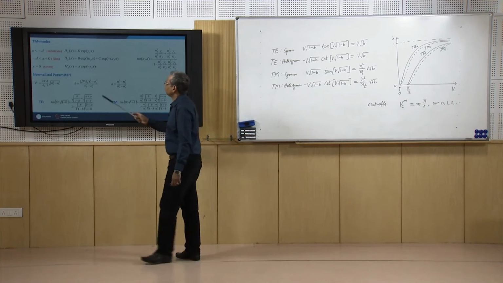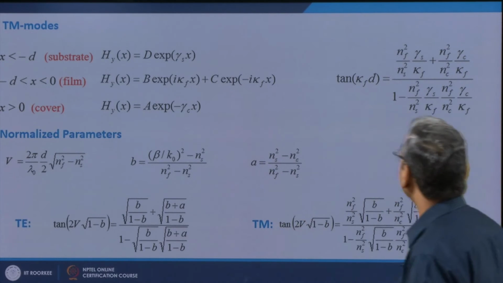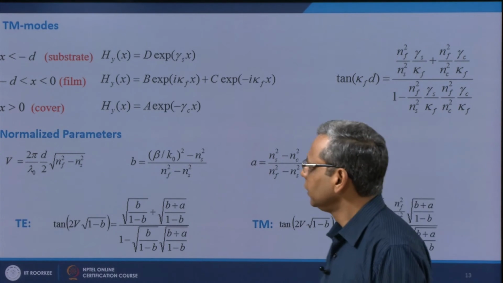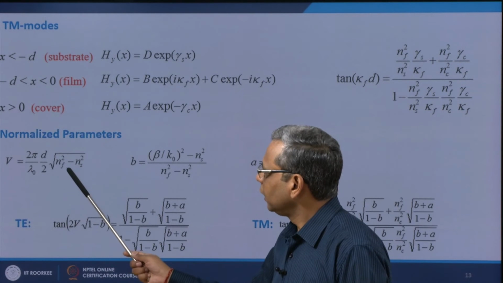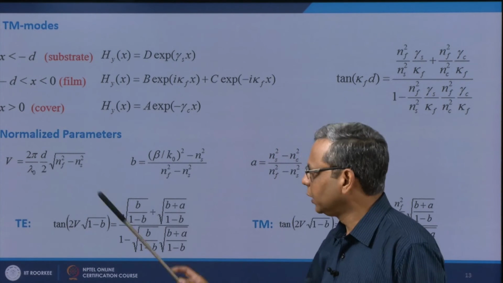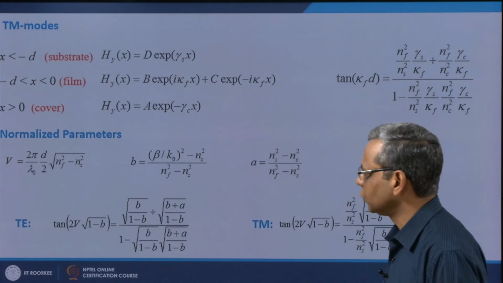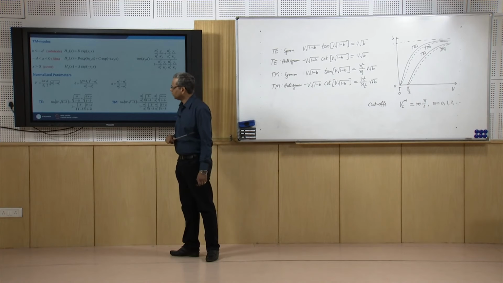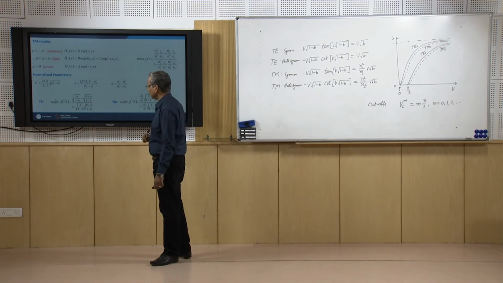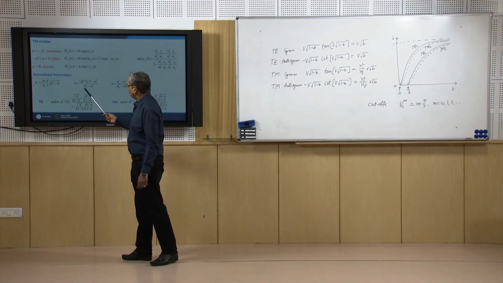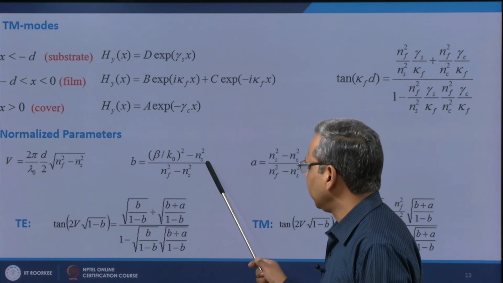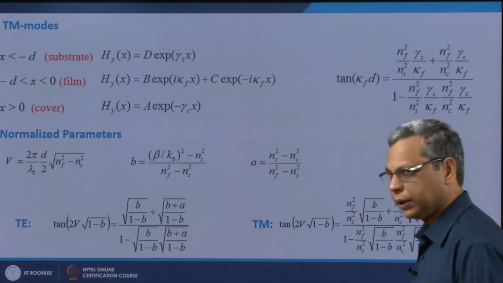For TM modes the fields would be given like this, and the transcendental equation becomes this. We had also defined normalized parameters for the asymmetric planar waveguide. So, V is defined with respect to Ns. Here you see Nf square minus Ns square, not with Nc, because it is Ns that will govern the guiding condition. B is also defined with respect to Ns: beta square over k naught square minus Ns square, divided by Nf square minus Ns square.